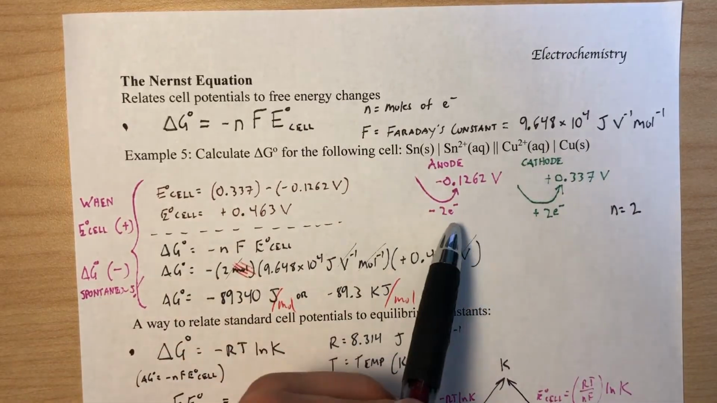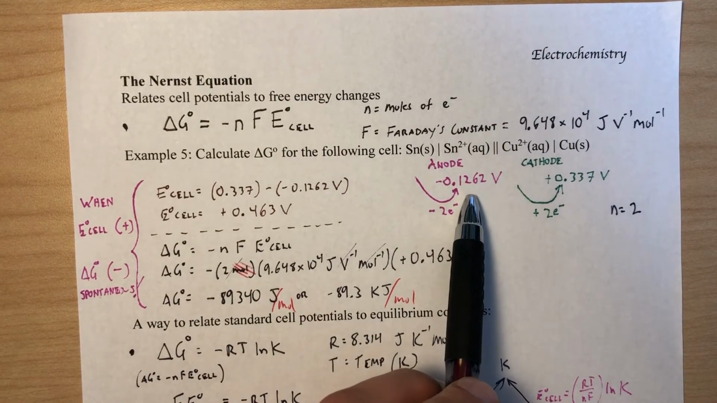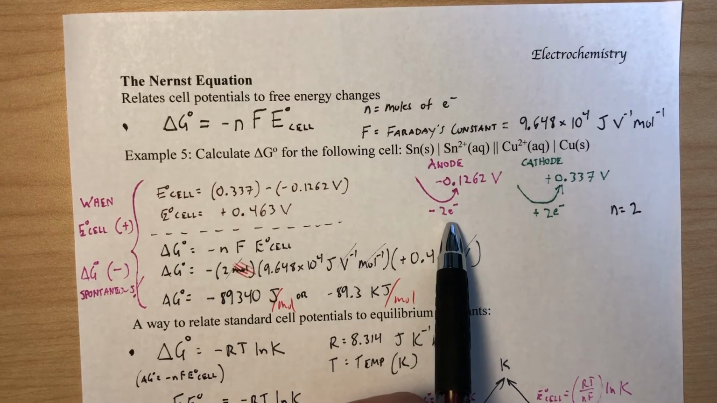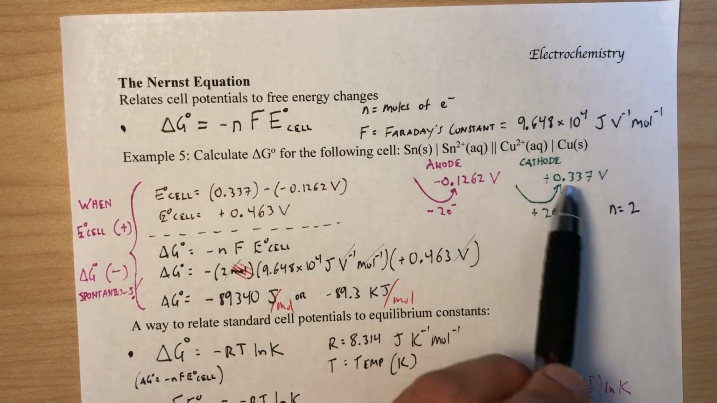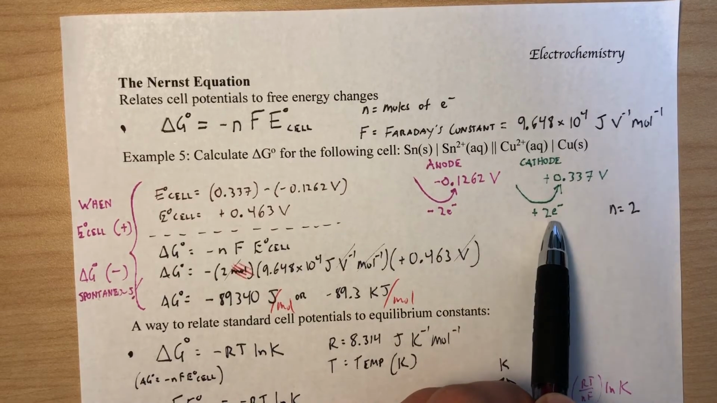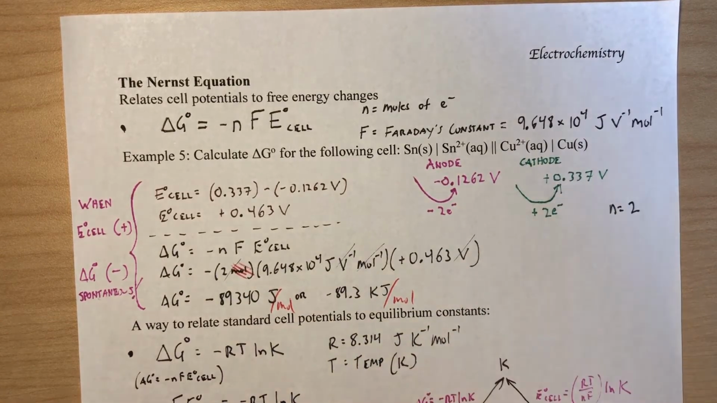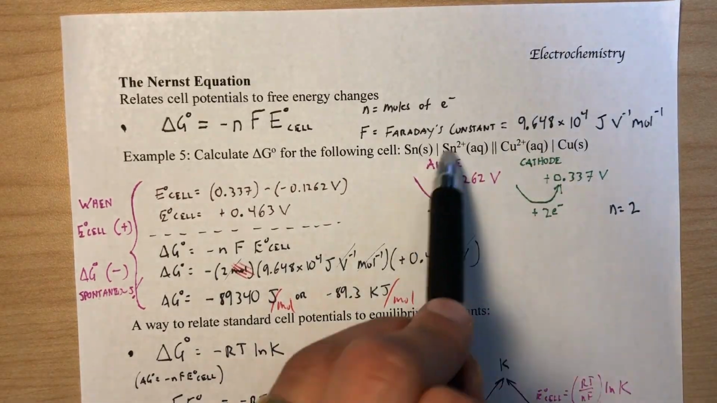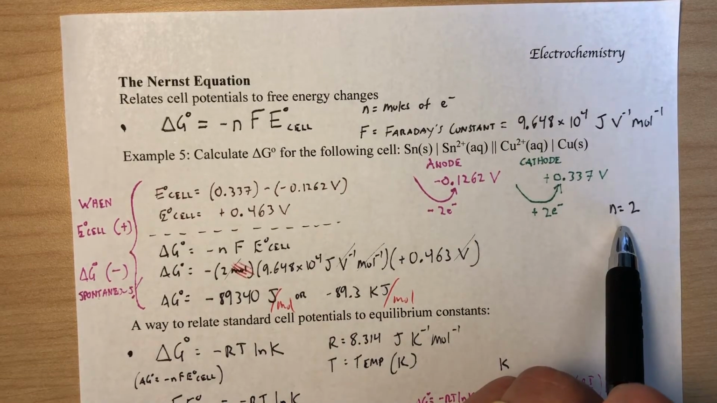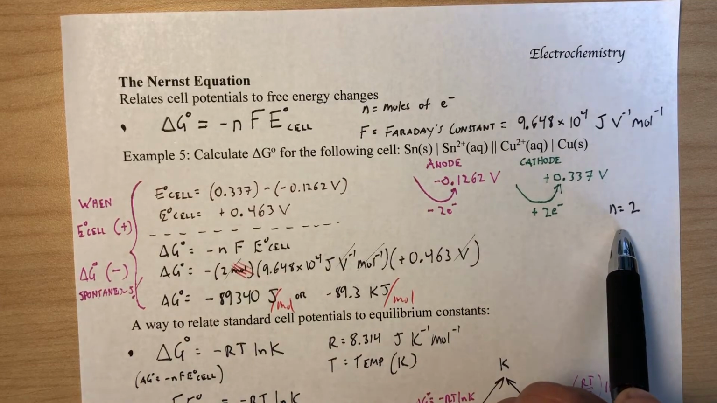So our anode has a reduction potential of negative 0.1262 volts, where we are losing 2 electrons, and our cathode has a reduction potential of positive 0.337 volts, gaining 2 electrons, as copper gets reduced by 2 electrons to form copper solid. This reaction is already balanced, so our moles of electrons being transferred is equal to 2. We have 2 equivalent electrons being transferred.